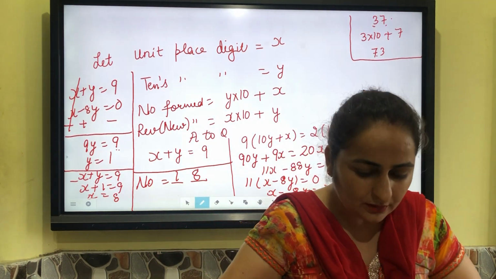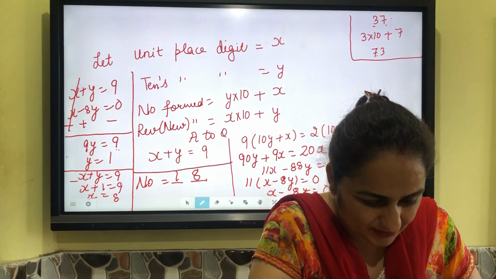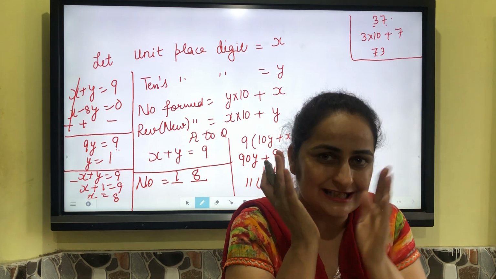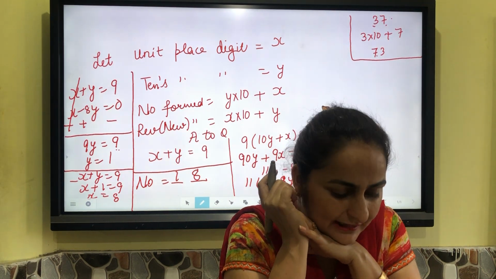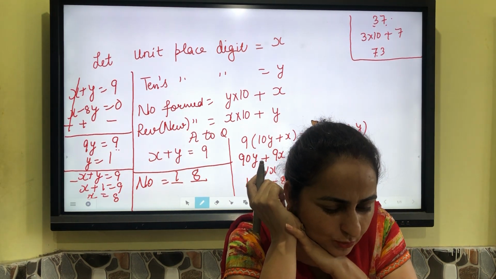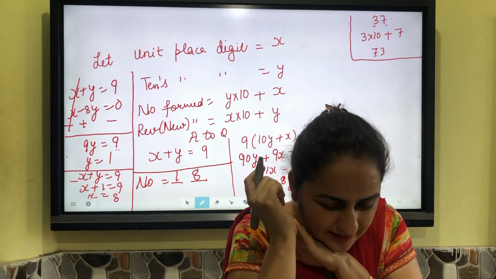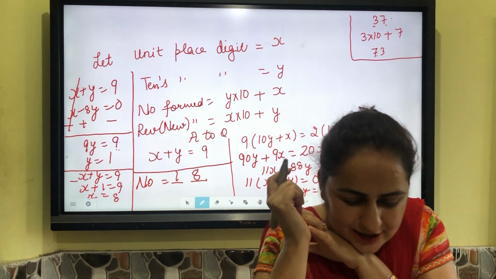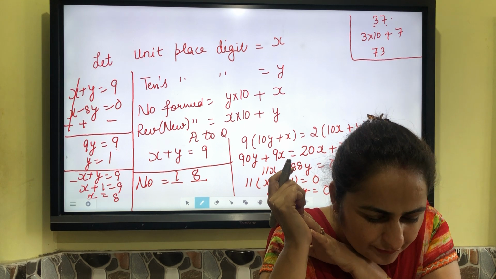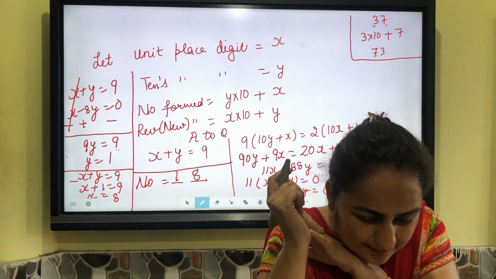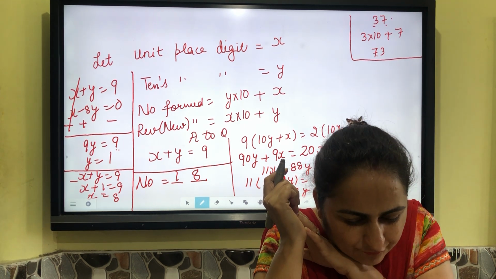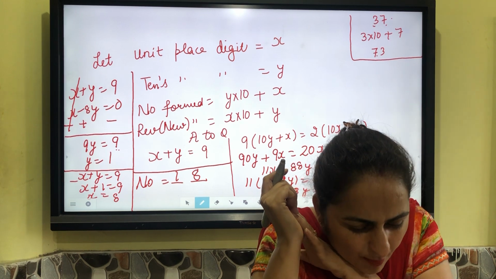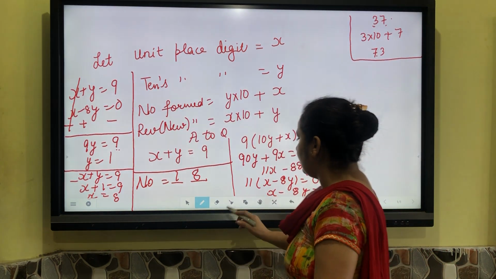Now, next is Meena, next statement I am reading. Meena went to a bank to withdraw rupee 2000. She asked the cashier to give her rupee 50 notes and 100 notes only. Meena got 25 notes in all. How many notes of 50 and 100?